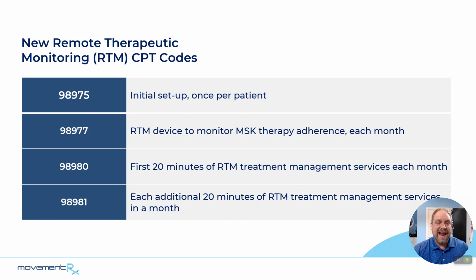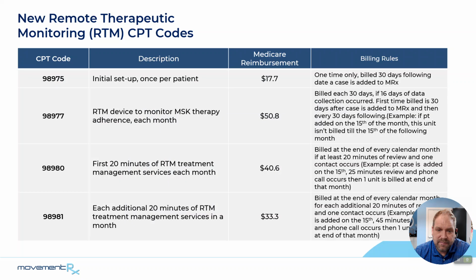Now the second code, 98977, is a monthly code, and this is for the patient having access to the software, right? As long as that software is transmitting data, let's get to the details here. There's a more detailed view, 98977. As long as the software is transmitting data 16 days in that 30-day period of time, then we are able to bill for this device code, this RTM device code.